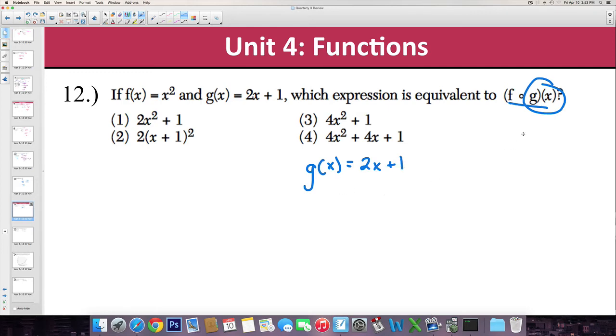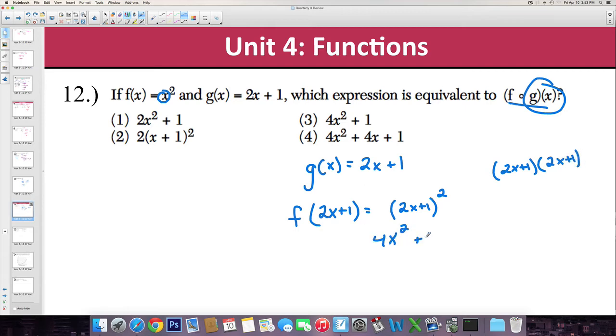Nothing changes. But now we are going to do f of 2x plus 1. So now wherever we see an x in our f of x function, we're going to replace it with 2x plus 1. So that's 2x plus 1 squared. So 2x plus 1 squared is 2x plus 1 times 2x plus 1, 4x squared plus 4x plus 1 it turns out to be. So choice 4.